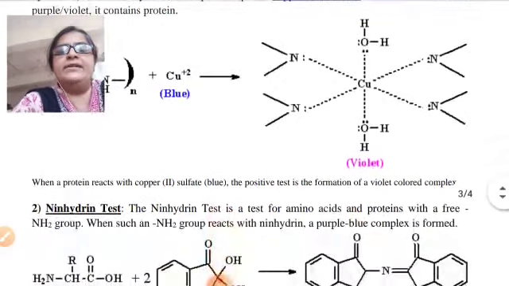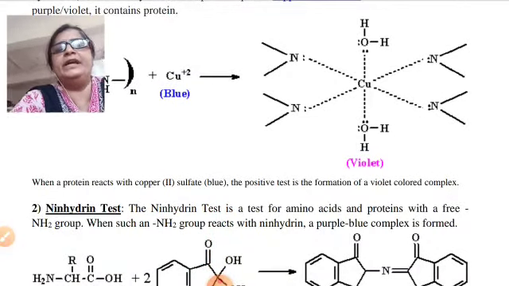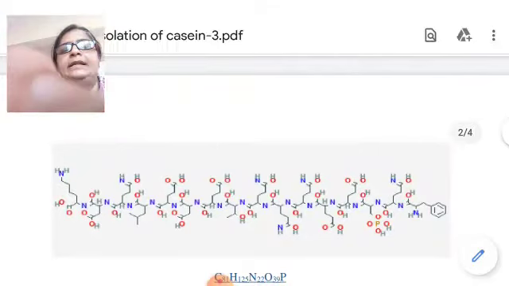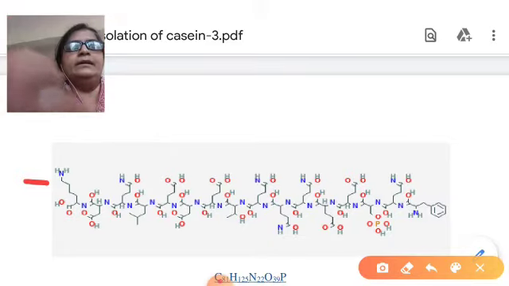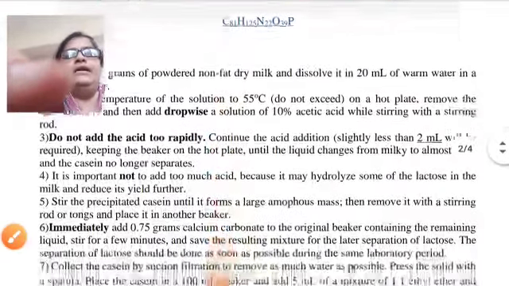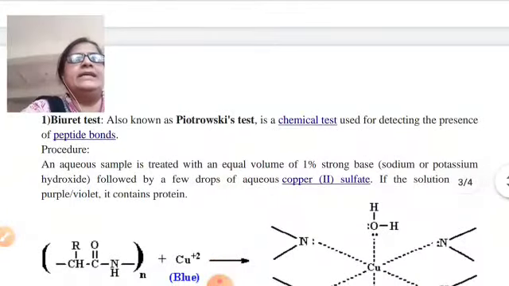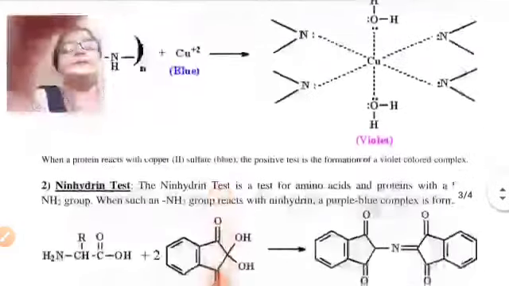The second test is the Ninhydrin test. The Ninhydrin test is a test for amino acids and proteins with a free NH2 group. Now we can see in the structure that there is a free amino group here, an NH2 group. So this contains a free amino group, and this free amino group is going to give the test.